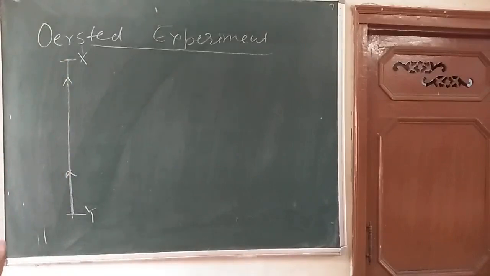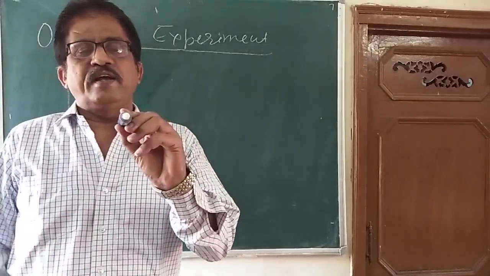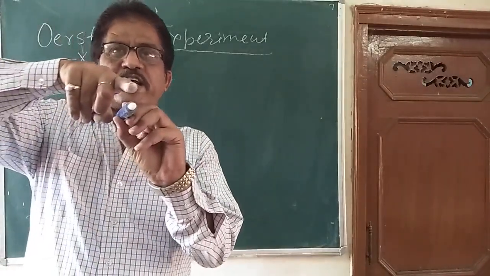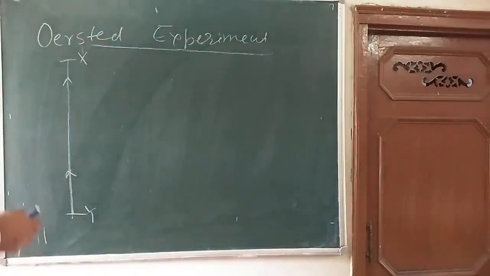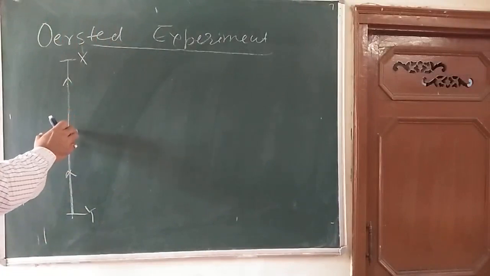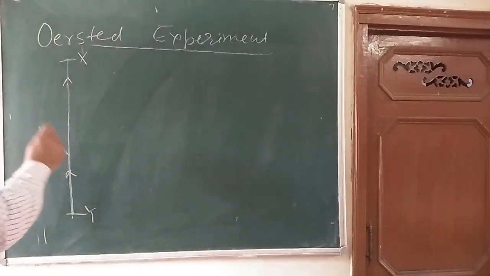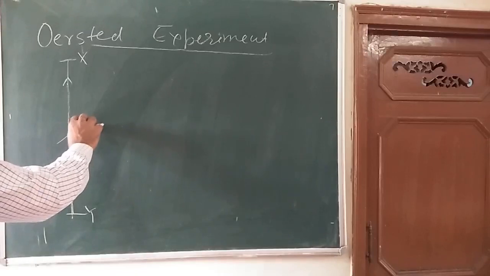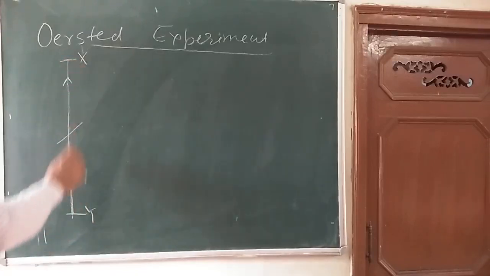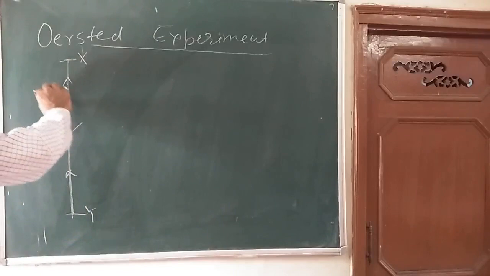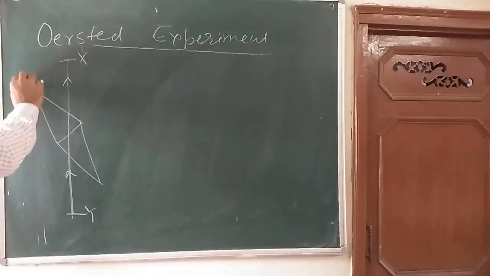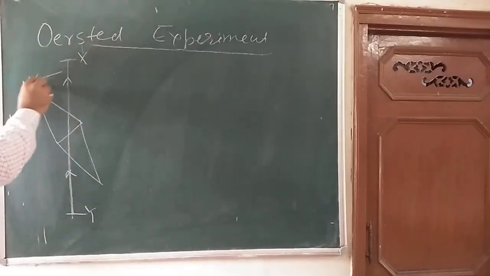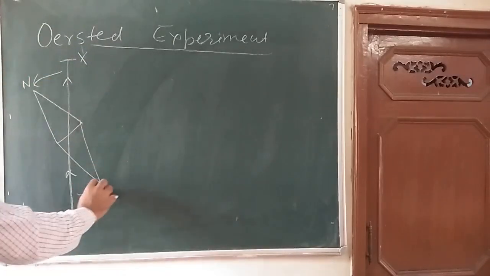And we take a needle. First, suppose you take a needle here. Say this is the needle. And just above the needle, we are keeping the conducting wire. Is that clear? So here is a conductor, and just below it a magnetic needle is there. As soon as the current passes from Y to X, the magnetic needle will get deflected like this. The north pole of the needle will deflect towards west. We can say here it is the south pole of the needle.